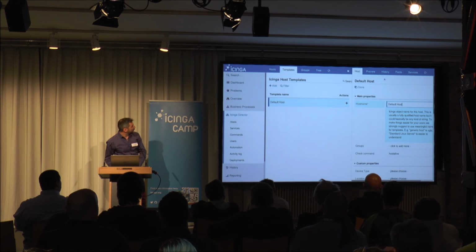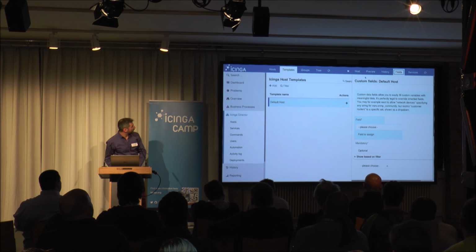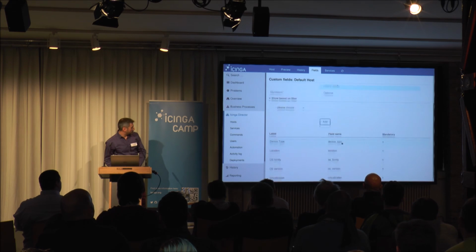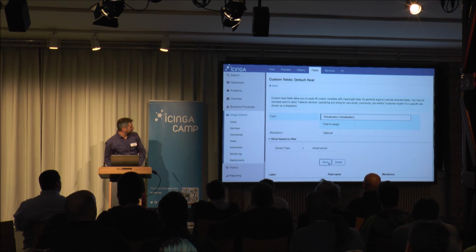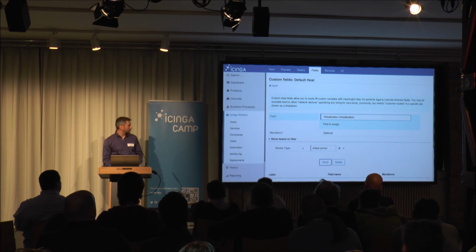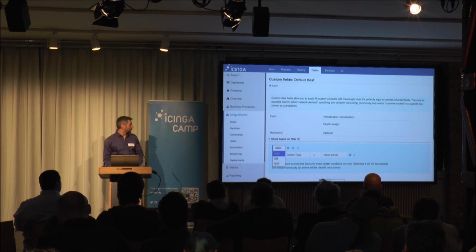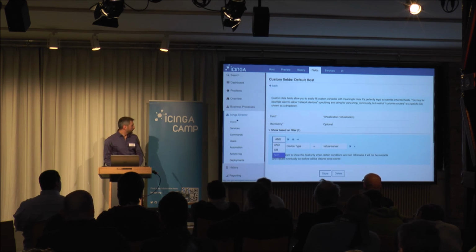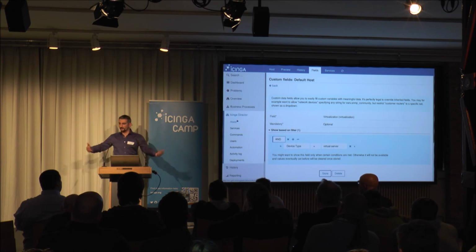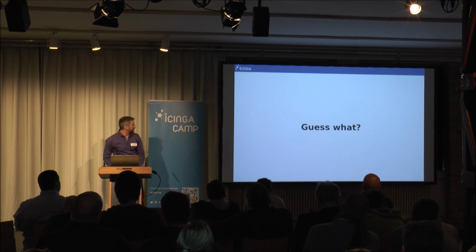I have a default host with some fields, and there is one field, virtualization, and this is only shown when the device type is virtual server. And you can create complex rules here with a lot of and or and nest it as deep as you want. And that way you can create custom wizards offering a lot of possibilities.